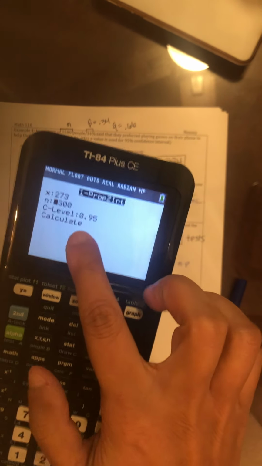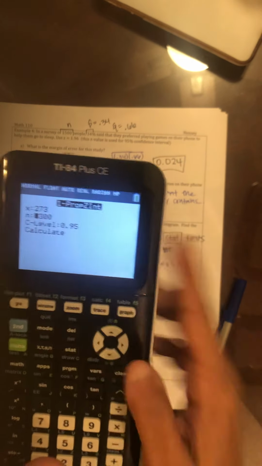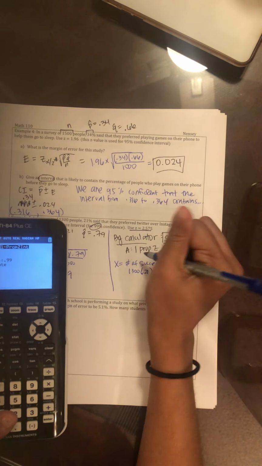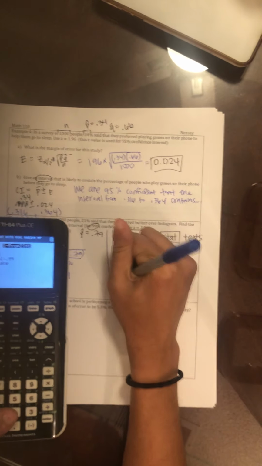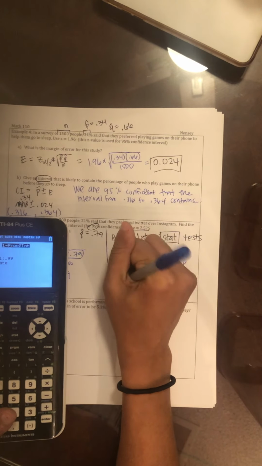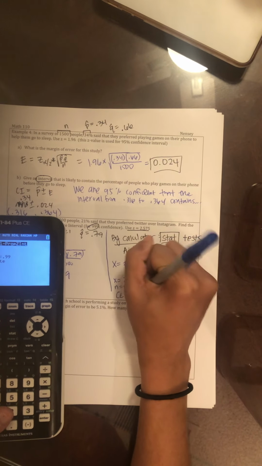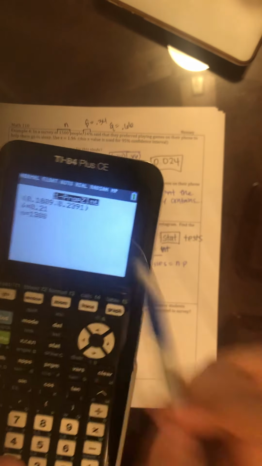My n is 1300 already, and then my confidence level is 0.95, which in this case is actually 0.99. Okay, and so again, what do you have to do? You actually have to tell me what test you're doing if you're doing this by calculator, and then you have to tell me what these values are. So 273, N is 1300, and C level is 0.99, and then you can hit calculate, and guess what? It gives you the interval.